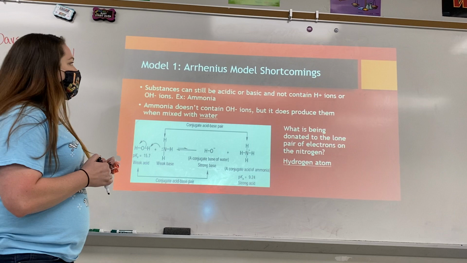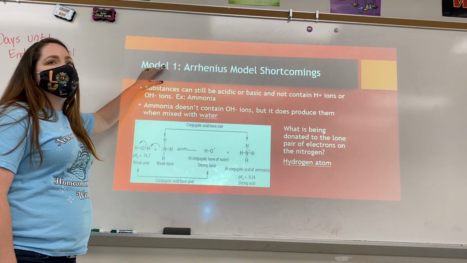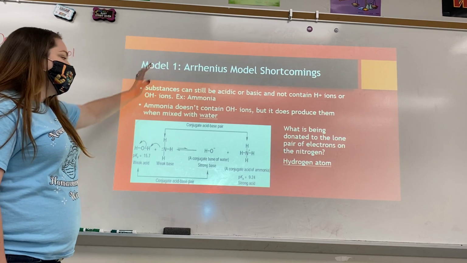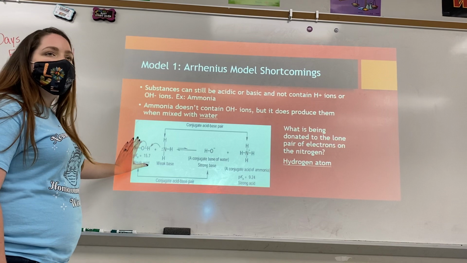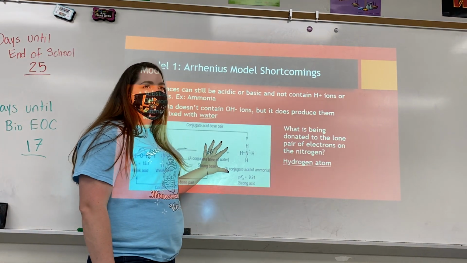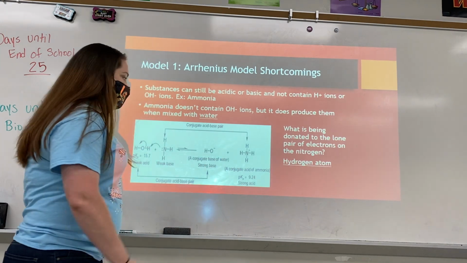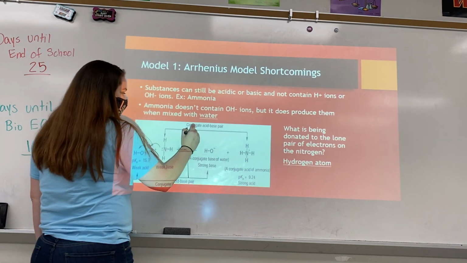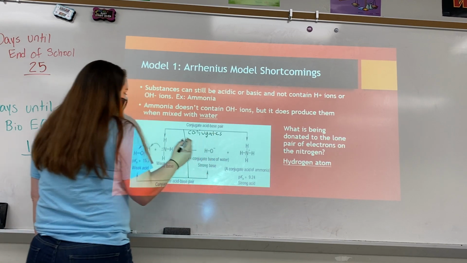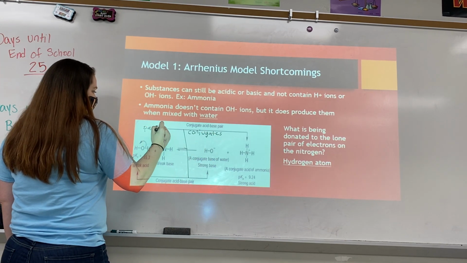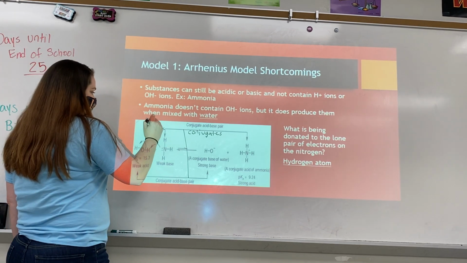First of all, given the Arrhenius model, let's figure out which one is the acid and which one is the base. Now, you have parent acid and parent base, or you have conjugate acid and conjugate base. Your conjugates are always going to be in the products. Your parent acid and your parent base are always going to be the reactants.